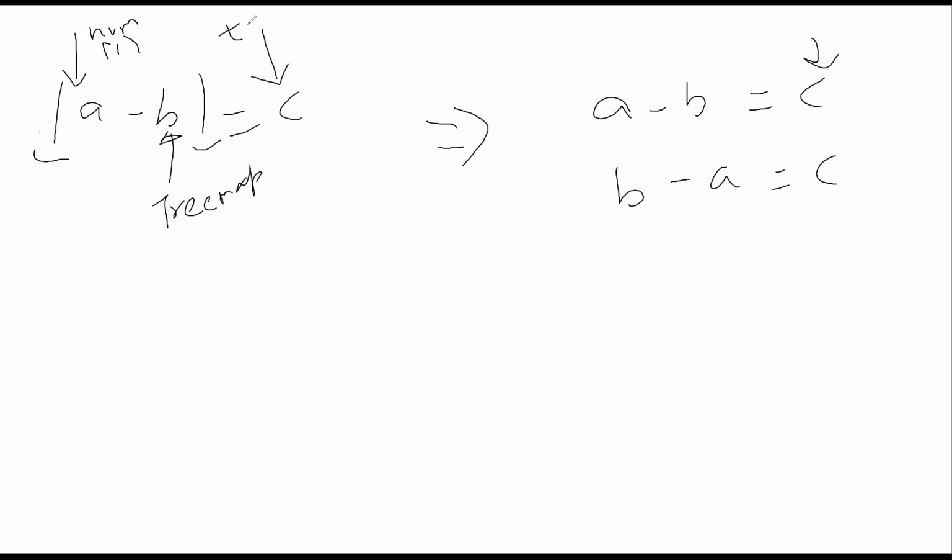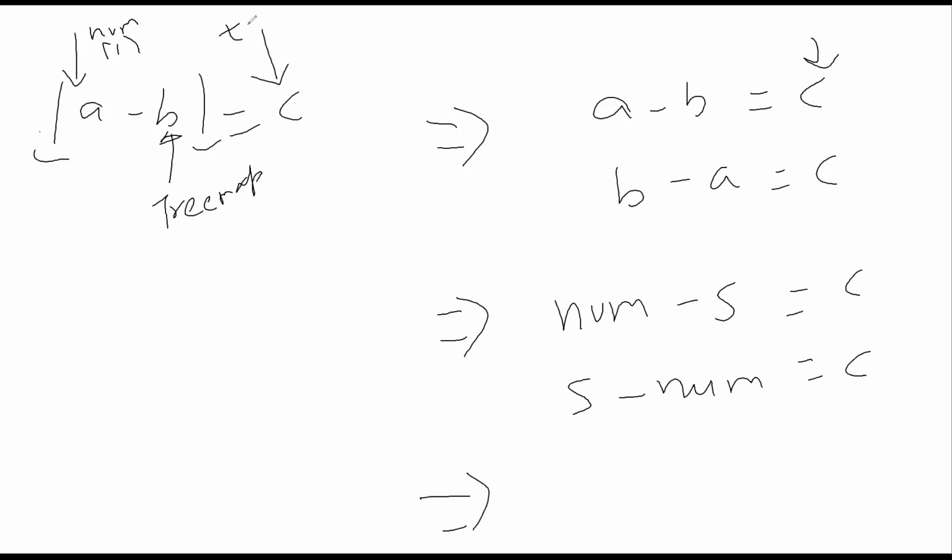Does it make sense? Let me write it as num minus search element equal to C, or search element minus num equal to C, which gives us what we have to search for: one is num minus C, and the other element to search for is C plus num.